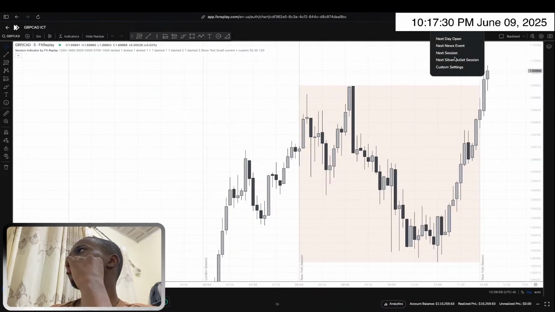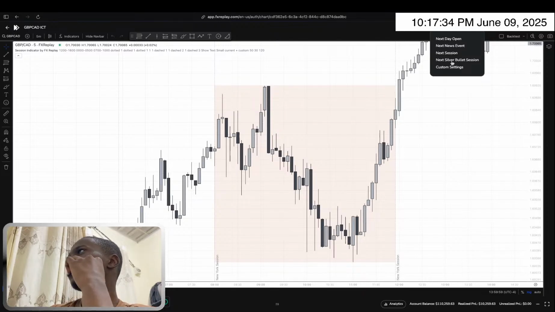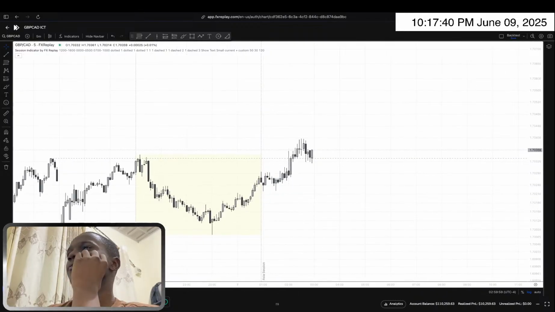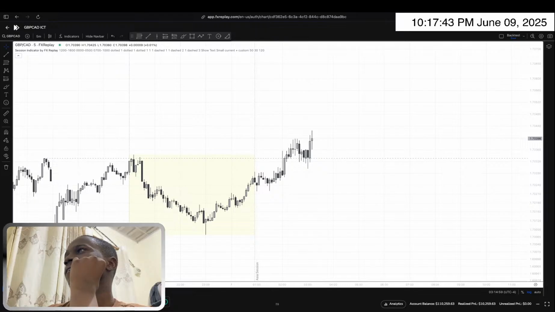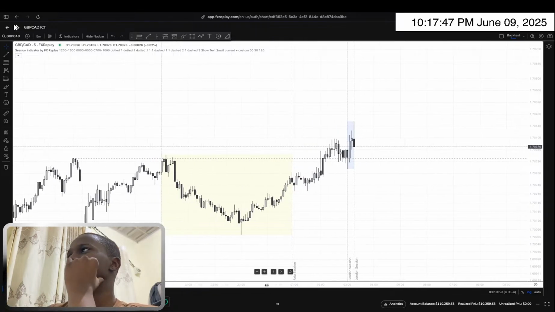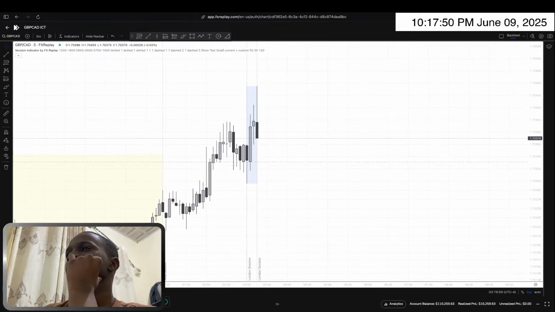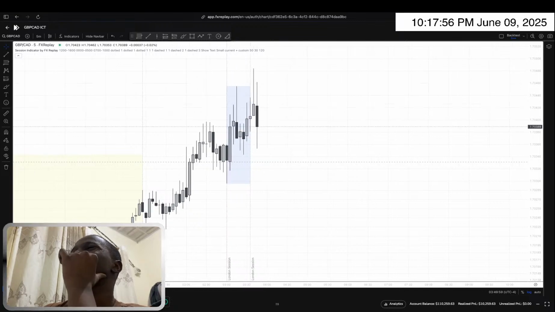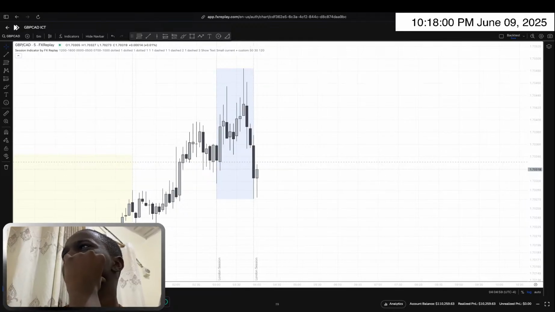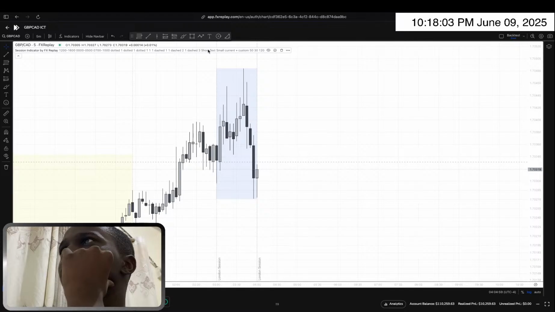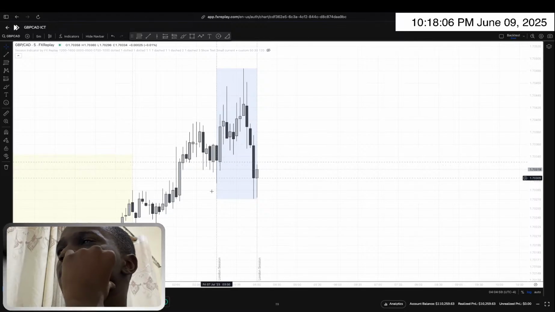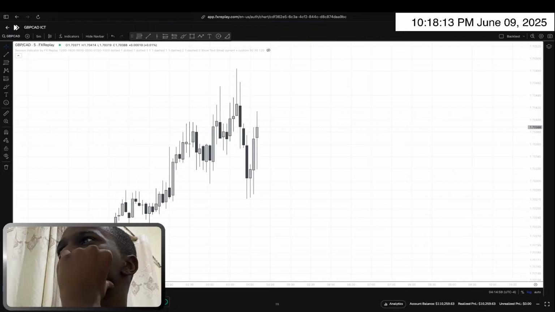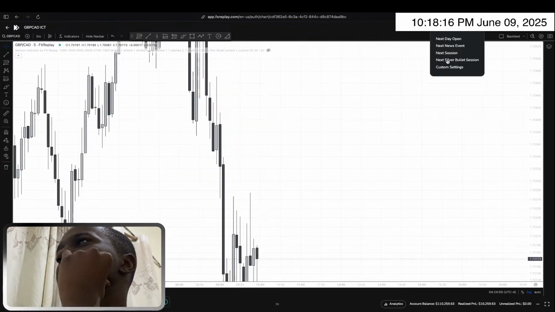Let's go to the next silver bullet now. I want the London silver bullet. Let's see if GBP CAD respects it. So this is a crazy one. We start with a push to the upside, and with some crazy wicks we create a fair value gap. I don't need this. Okay, this day doesn't look like an entry day.